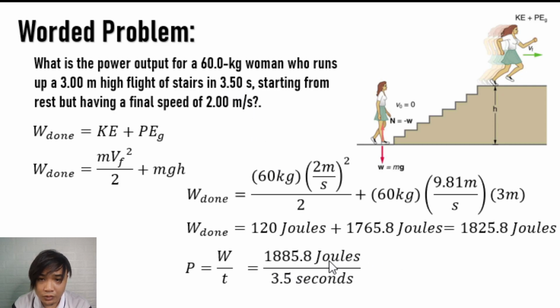So, meron tayo dito total work done, so this is 1885.8 divided by 3.5 seconds. So, power output is 538.8 watts. So, ito yung power output ng babae from zero velocity up to ang velocity niya to this point, is 2.0 meter per second.